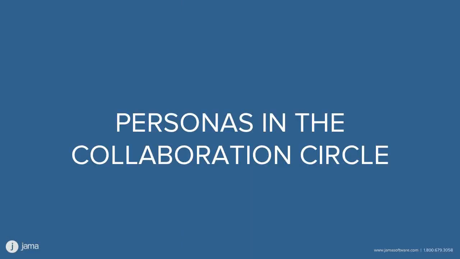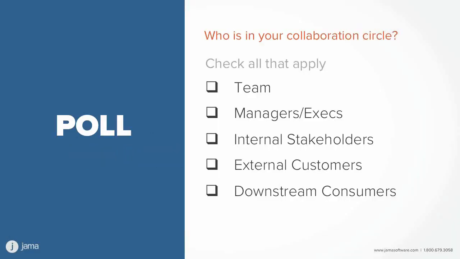So this first section is the personas that are in the collaboration circle. And I'm actually going to start off this webinar with a poll on who you see in your collaboration circle before I introduce my lens into this view. So we'll go ahead and start up this poll, and I want you to select all the folks that are in your collaboration circle. These could be your team members, managers and executives, internal stakeholders, external customers, downstream consumers. Just want to get an idea of who you feel is in your day-to-day collaboration circle. So we'll leave this up here for just a few seconds, and then I'll share the results.